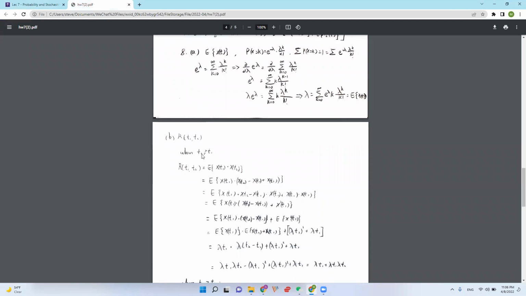And there are actually 2 cases. Basically, when t2 is larger than t1, we can say that t1 is t2 minus tau. So x(t1) is in the front, x(t2) is in the back, and we calculate the expected value of this, and we get the autocorrelation.